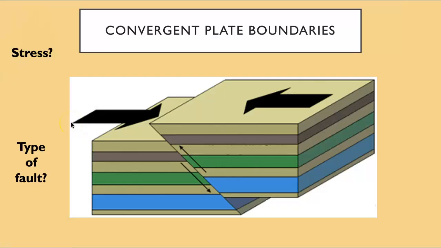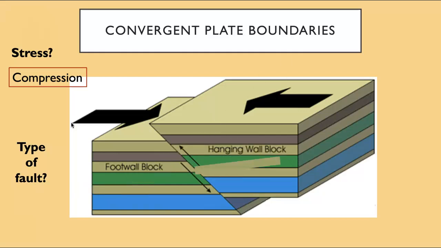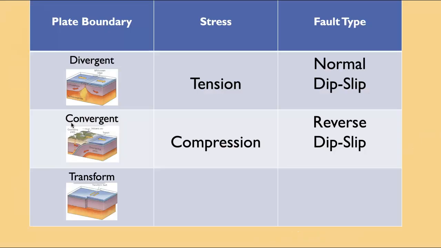For convergent plate boundaries, we have things pushing together, and that is compression. And you can see, once again, we have a dip-slip fault. So where are the hanging wall and footwalls? This is a reverse fault. So you can put this now in your table. Convergent plate boundaries are created by compression and tend to have reverse dip-slip faults.